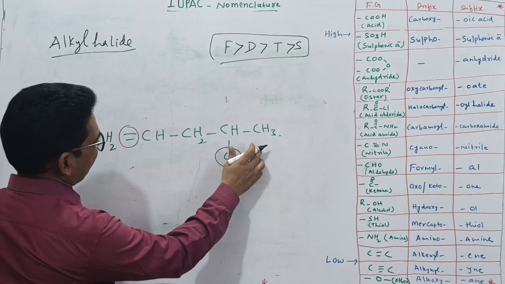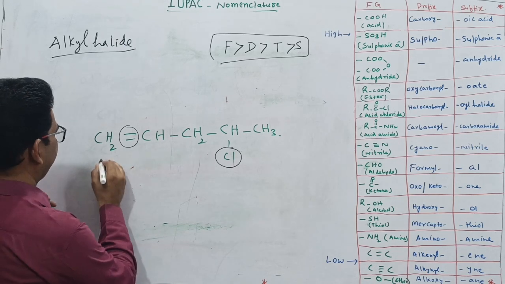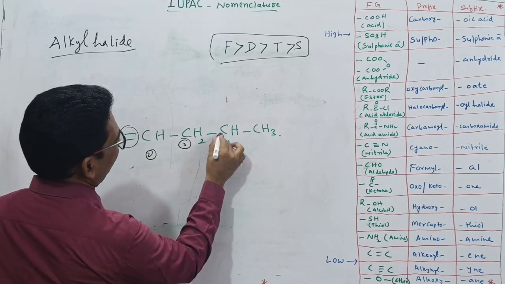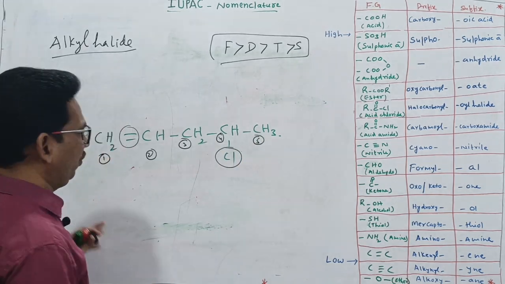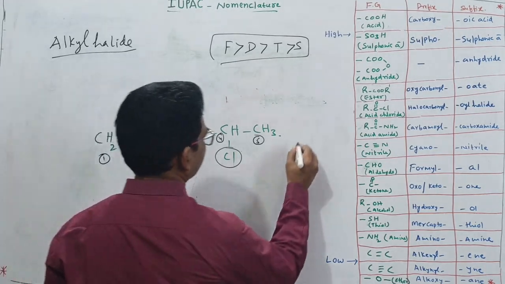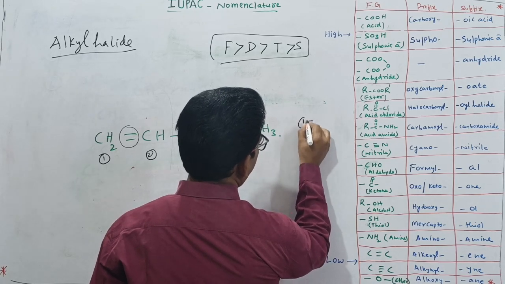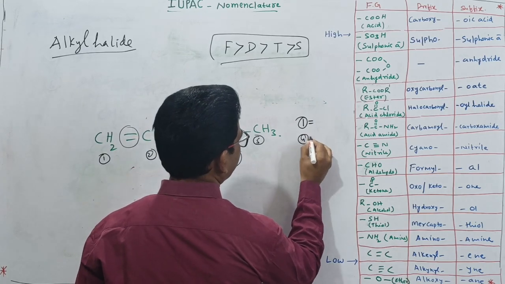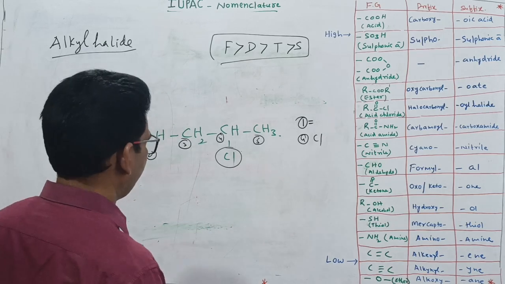Now, how can we write the name for this one? See, how many carbons are there? 1, 2, 3, 4, 5. First I will give the numbering. 1, 2, 3, 4, 5. To avoid confusion, first mention which position has what. First position, what is there? Double bond is there. Then the fourth position, what is there? Halogen is there.